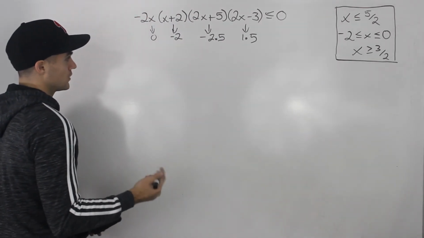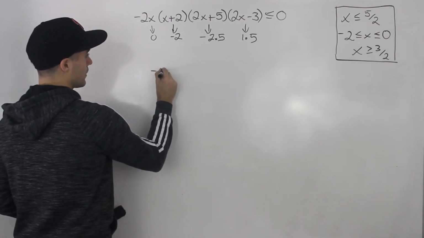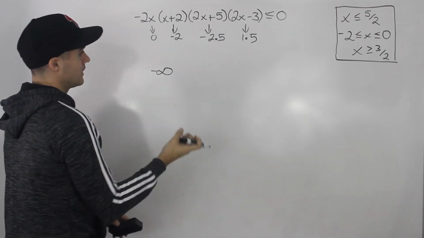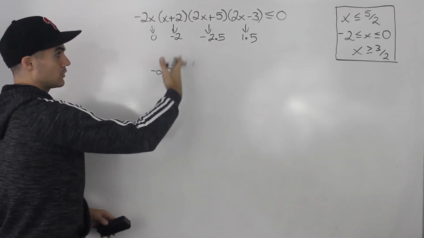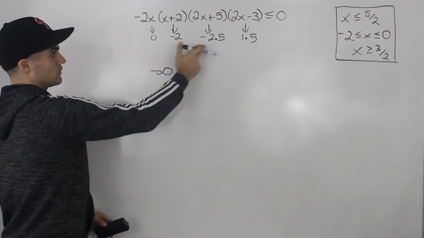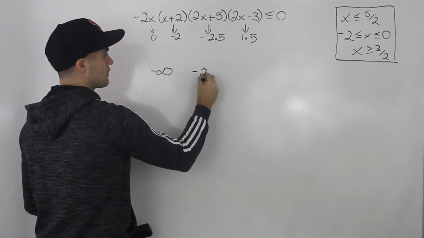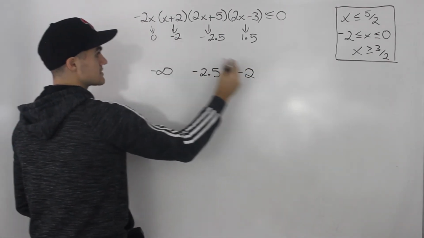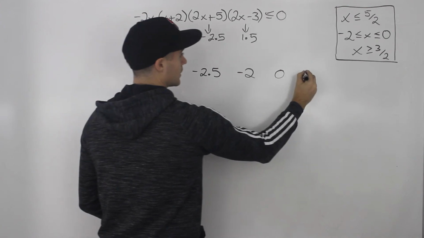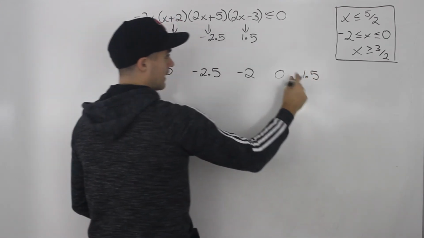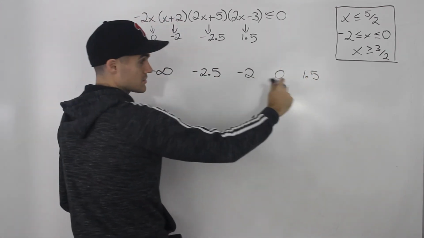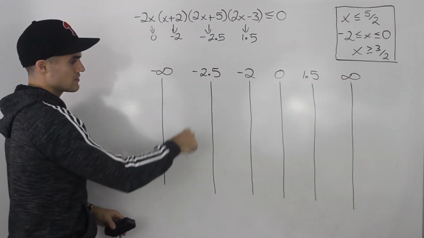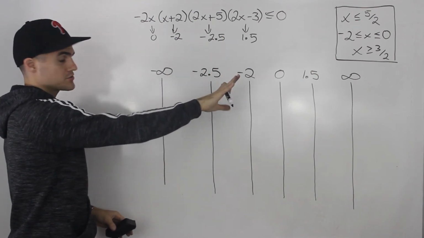So with a sign chart, what do you want to do? You want to first start out by writing negative infinity, like we mentioned in the overview video. And then you want to list out the x-intercepts from lowest to highest. So the lowest of these, negative 2.5. Then it's negative 2. Then we got 0. Then we got 1.5. And then after you list out the x-intercepts, you write out positive infinity at the end.